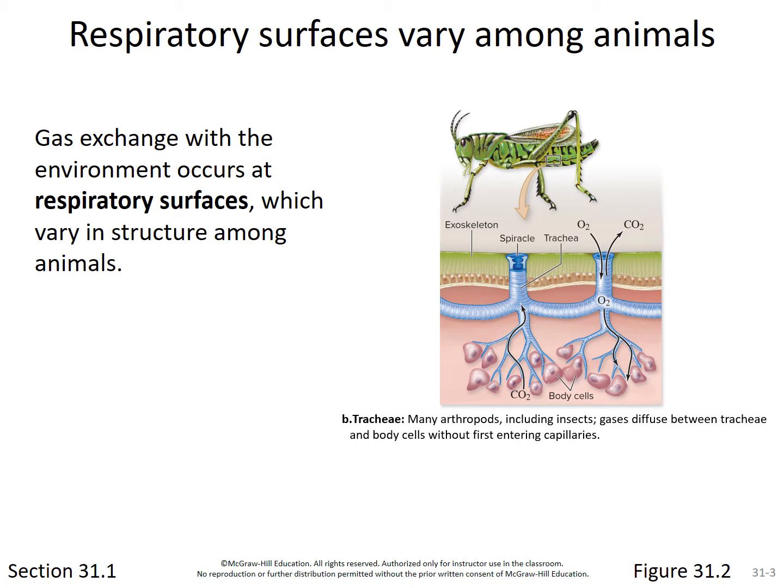In many arthropods, insects, crabs, lobsters, lots of crustaceans, gases will diffuse between what are called tracheae and body cells without first entering the capillaries. So unlike our respiratory system, where gases first enter the circulatory system and then get transported to target tissues, here you have a lot of target tissues that lie just outside the air tubes themselves. So in this case, there's not nearly as much cooperation between the respiratory system and the circulatory systems.